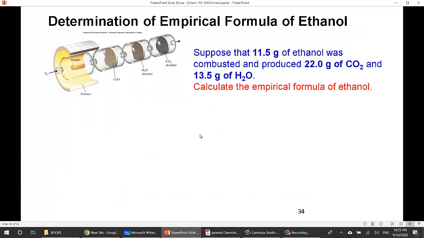Let's imagine that we are burning 11.5 grams of ethanol, and assuming that we don't know the structure of ethanol, okay? And burning that 11.5 grams produces 22 grams of CO2 and 13.5 grams of H2O. Now we know already that ethanol contains H, C, and O, so three elements: hydrogen, oxygen, and carbon. The idea here is you can obtain first the grams of hydrogen in the ethanol sample from the H2O, from the water. You can determine the grams of carbon from the CO2, okay? Because where else does the carbon come from? It's from the sample, right?